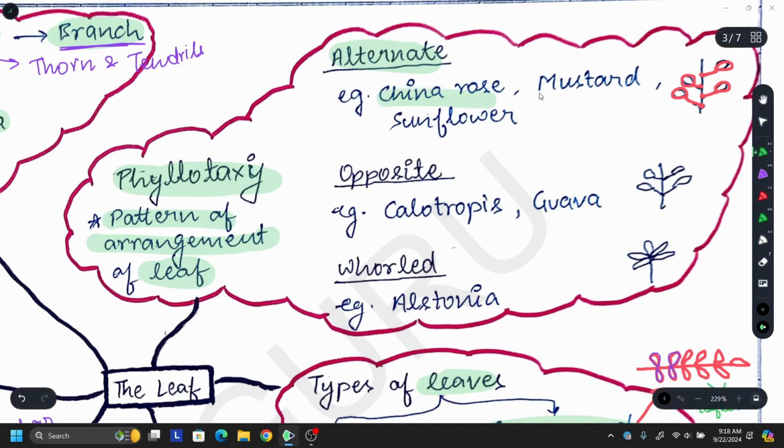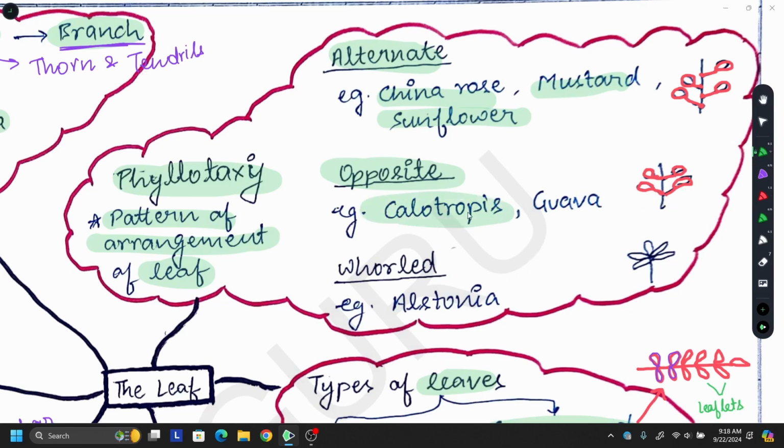It is seen in China rose, mustard and sunflower. You can remember this by CMS. Okay, China rose, mustard and sunflower. In opposite type of phyllotaxy, each node gives rise to two different leaves. They are oppositely arranged to each other. Okay, pardon my English. So in opposite type of phyllotaxy, the leaves are born opposite to each other, and two leaves are born on each node. That's why it's called opposite, and calotropis and guava are the examples.